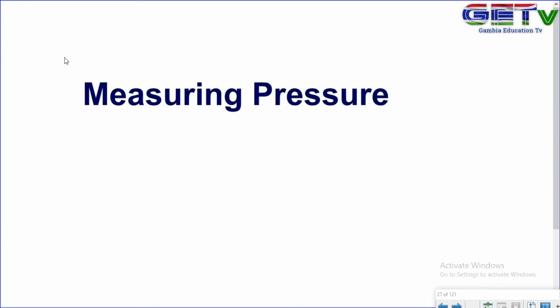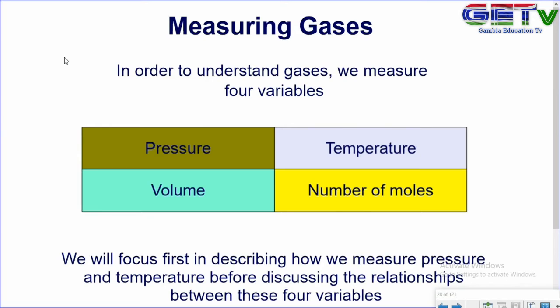Next, we look at measuring pressure. In order to understand gases, we measure 4 variables. These are the variables that we'll interact with looking at the gas laws. One of the variables is pressure, another variable is temperature, then volume, and number of moles. So we'll discuss first how we measure pressure and temperature before discussing the relationship between these 4 variables.